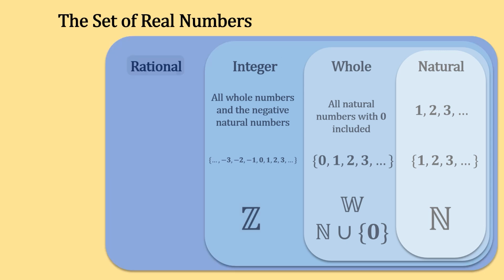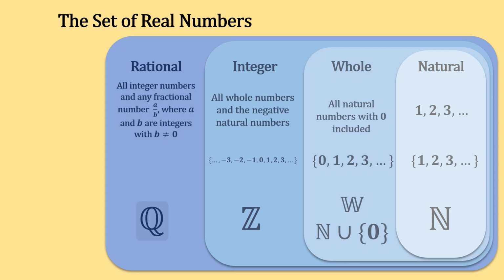The set of rational numbers contains all of the integers that we've defined before, as well as any fraction that contains an integer in the numerator and denominator, but the denominator cannot be equal to 0. A bold capital letter Q is used to represent this set. So the set of rational numbers is a set of all numbers a divided by b, where a and b are integers, and b cannot be equal to 0.